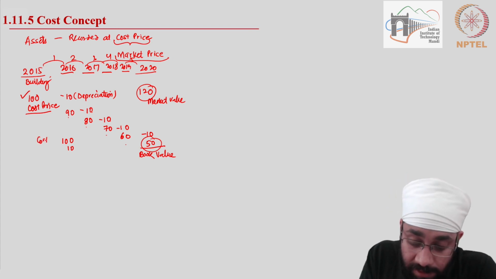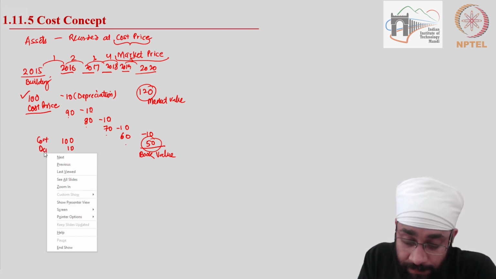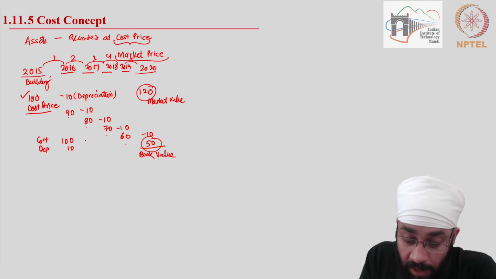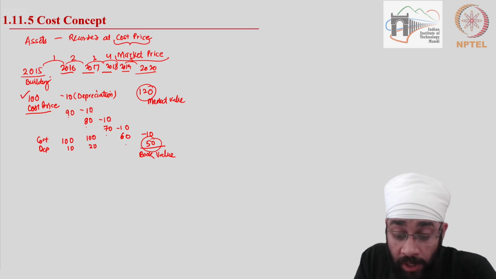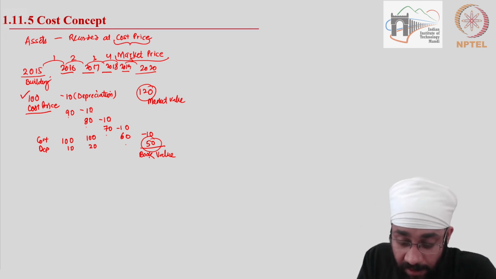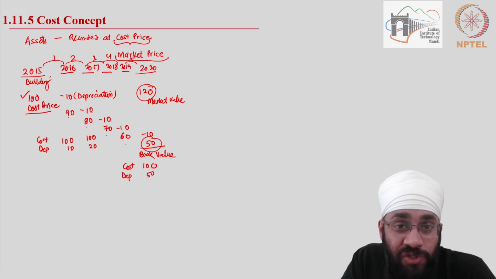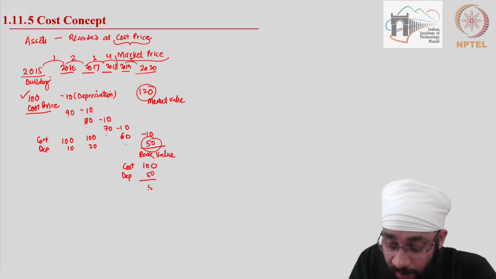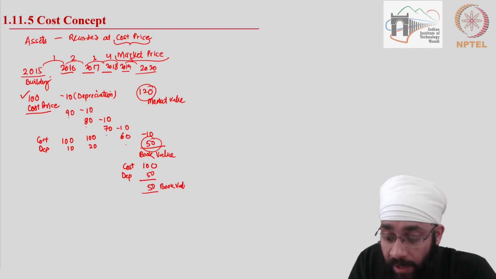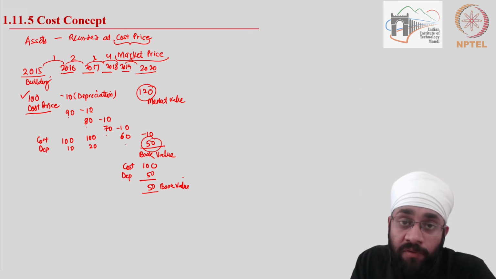So cost price and depreciation. In the following year, we are going to say 100 is the cost price and 20 is the depreciation, and so on. So in the final year, what we're going to say here is 100 is the cost price and 50 is the total depreciation which has been charged. Therefore, the current book value is 50. Just another clean way of representing it.